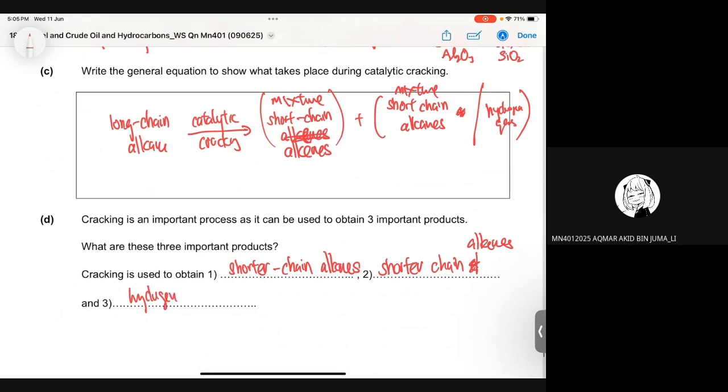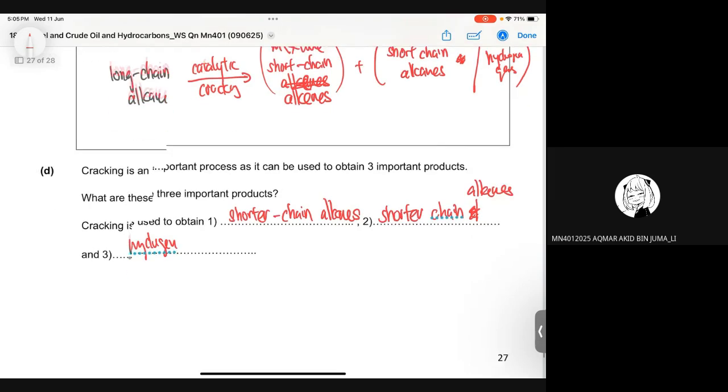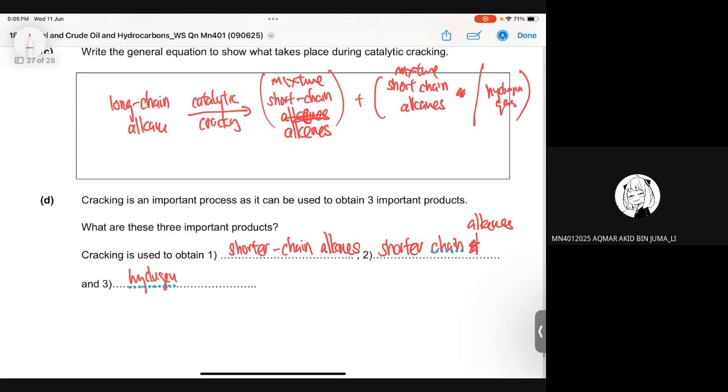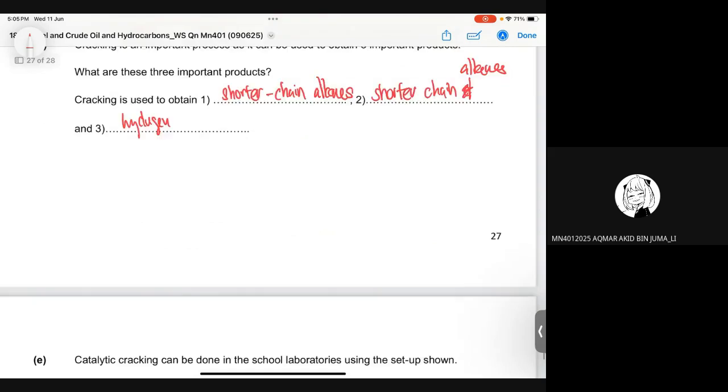Now, what can hydrogen gas be used for? Hydrogen gas can be used for fuel cells and more, so hydrogen is another source of energy that's being used as well. So these are the 3 important products that you can get from cracking. Any questions so far? Thumbs up if all okay. Okay, let's go on.